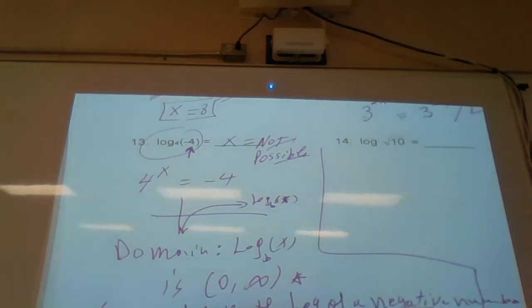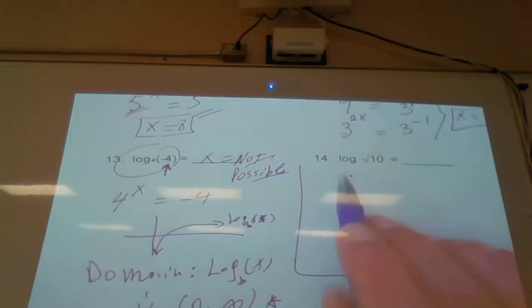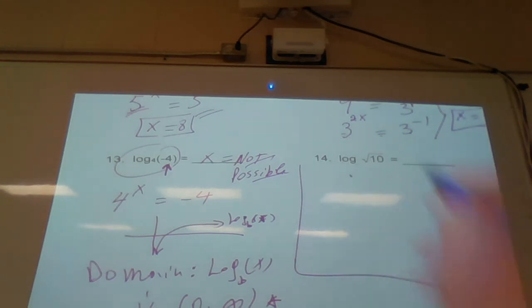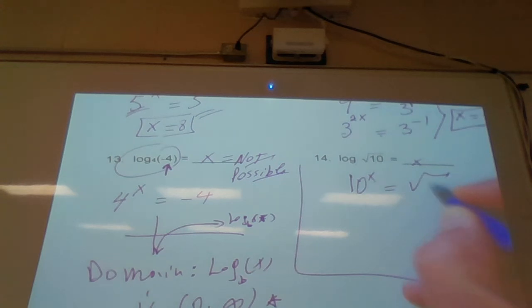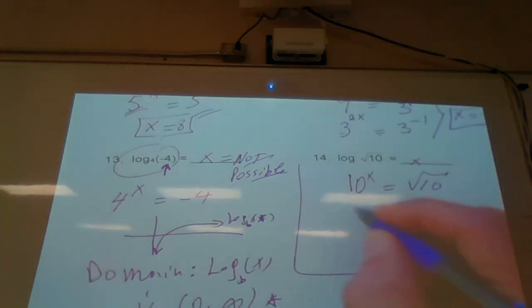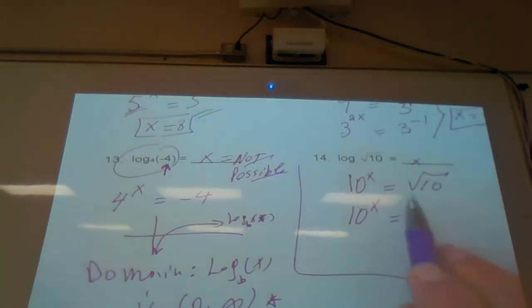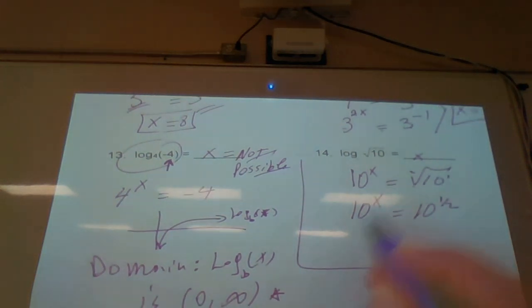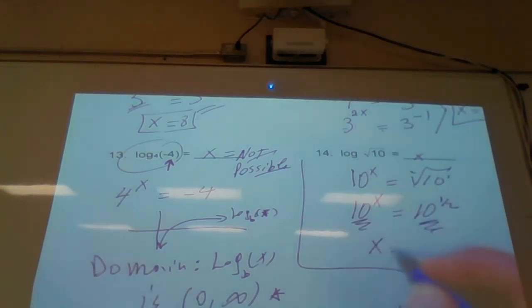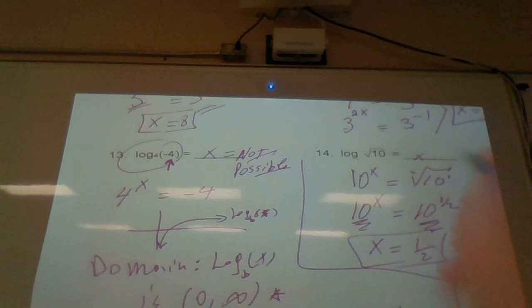Okay. All right, last one. I don't see a base here, so that's understood to be 10. So I have 10 to the x is equal to the square root of 10. We need to change this radical. That's a square root, index 2. And there's a 1 here. So this is where you change it into a power. 10 to the x equal 10 to the 1/2. Same base, equal sign. X is equal to 1/2.